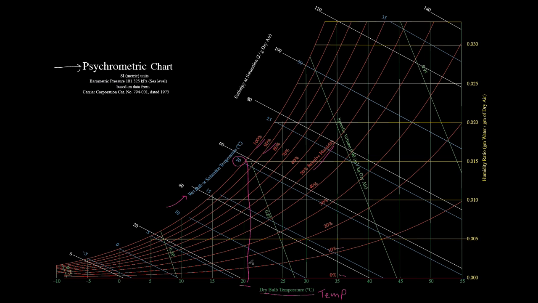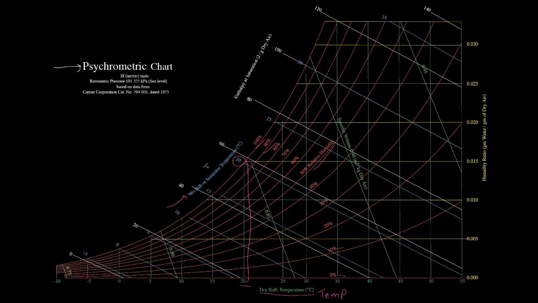Now in contrast, if we had 30 degrees C and maybe, let's see, 50% relative humidity, that would correspond to a wet bulb temperature of something around 22, 23. So we'd get a couple degrees colder of the wet bulb.